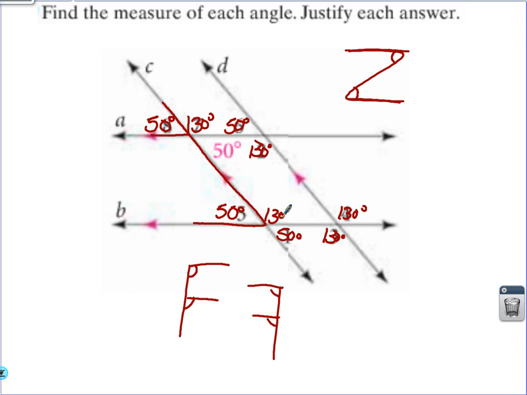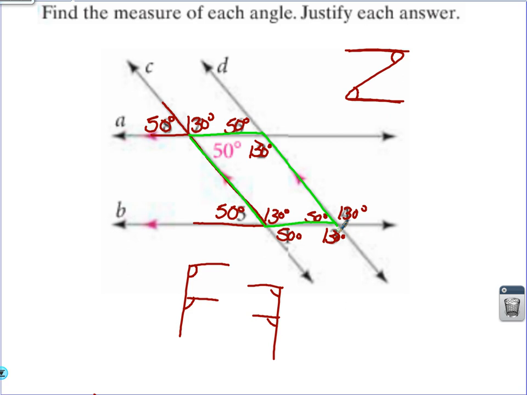They didn't ask for them, but this one's 130, this is 50. Do you notice something, and I'm getting ahead of myself here? This is parallel lines, 2 sets of parallel lines. Does anybody know what shape this is in the middle? What that's called? 4-sided shape, opposite sides are parallel. Parallelogram.